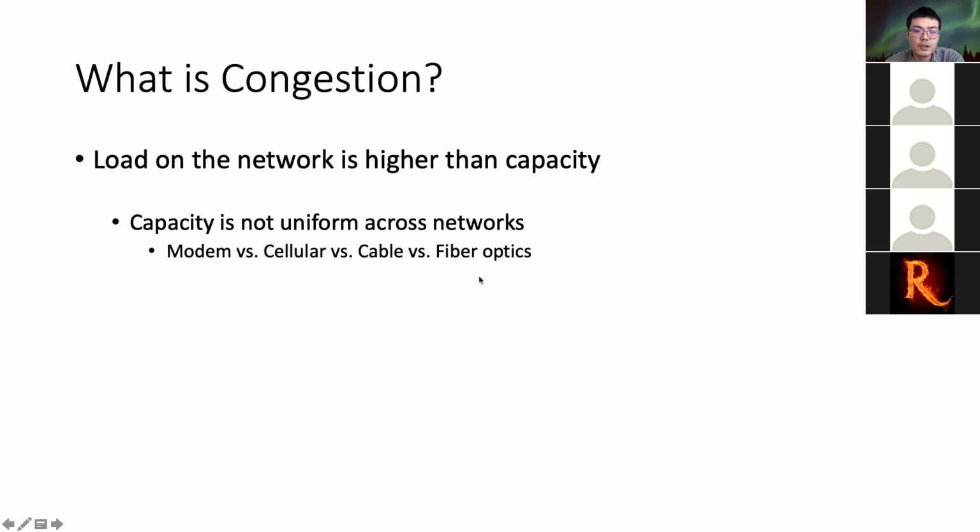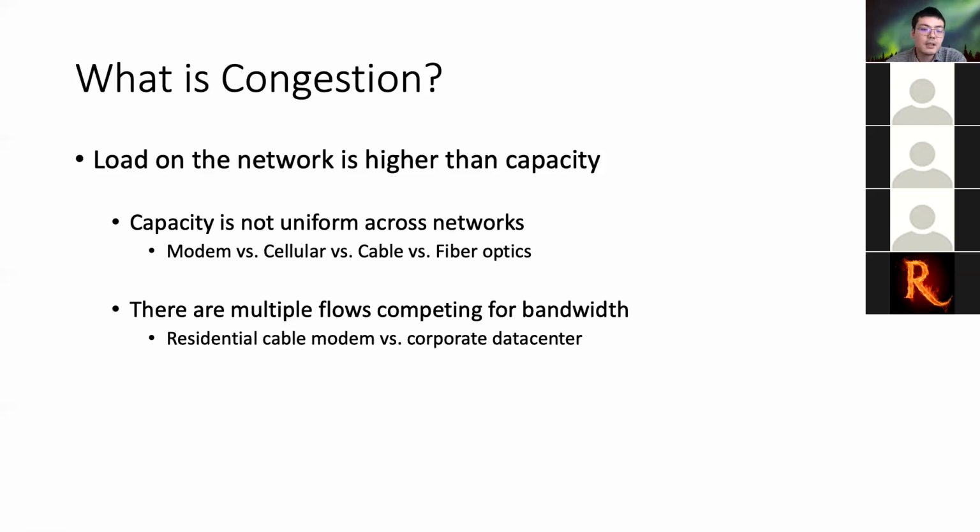The capacity is often not uniform across networks. For example, fiber optics is way faster, as in the data center. But a cellular network is a little slower. And there are also multiple flows competing for the bandwidth. For example, if you are using TV cables to connect to the internet, the cable is shared by all the residents in the building, so you are competing for the bandwidth.